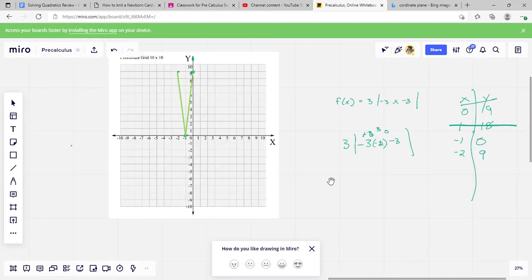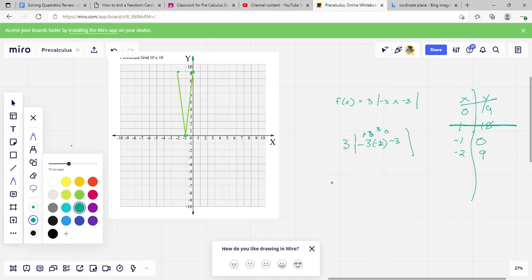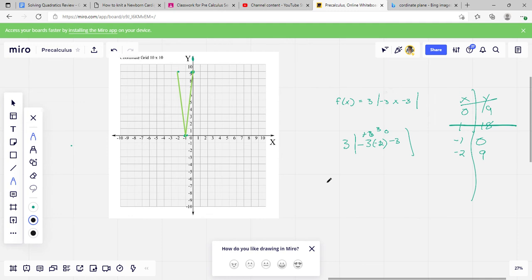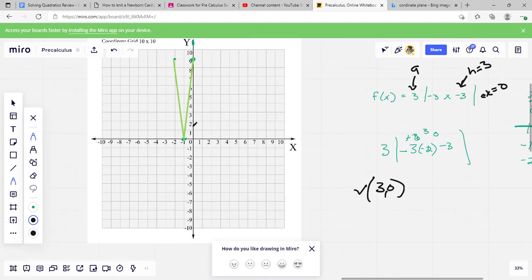When we look at this, we would have thought that our slope would have been our A value right there, right? Because there's A, and there's our H. And then K would be 0. H would be 3. So our vertex should be 3, 0. But when we look at the graph, it's not 3, 0. It's negative 1. So we've got to figure out what's happening here.